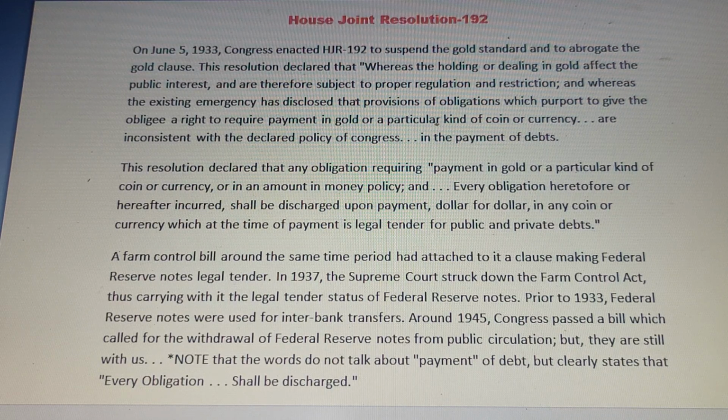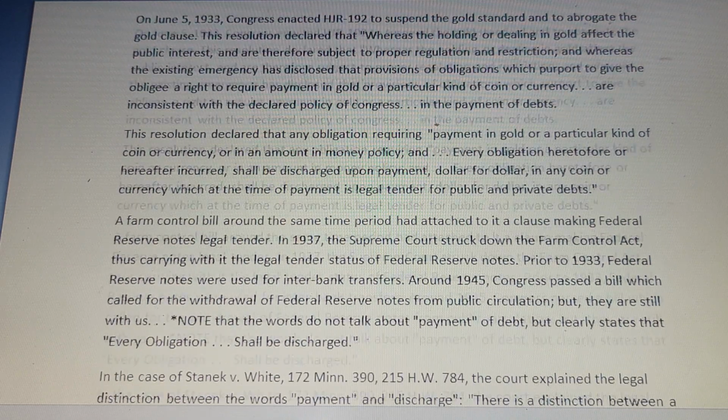A farm control bill around the same time period had attached to it a clause making Federal Reserve notes legal tender. In 1937, the Supreme Court struck down the Farm Control Act, thus carrying with it the legal tender status of Federal Reserve notes. Prior to 1933, Federal Reserve notes were used for interbank transfers. Around 1945, Congress passed a bill which called for the withdrawal of Federal Reserve notes from public circulation, but they are still with us. Note that the words do not talk about payment of debt, but clearly state that every obligation shall be discharged.